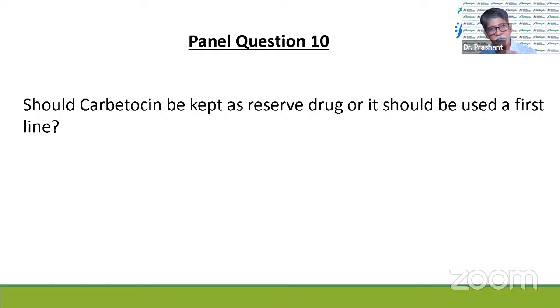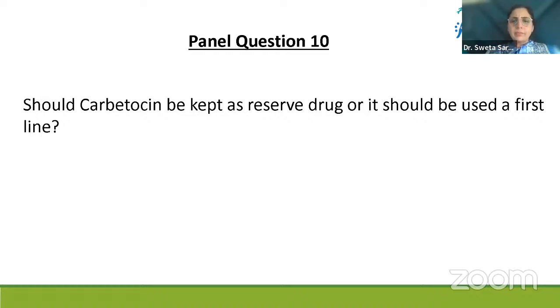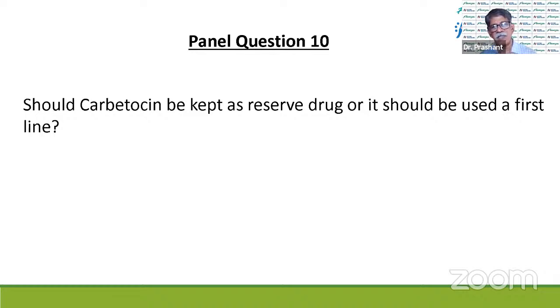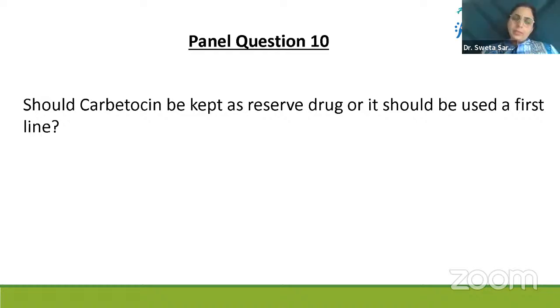Should carbetocin be kept as a reserve drug or should it be kept as first line? I mean, you've already elaborated, you're already using it as first line. Yes, it should be used as a first line drug. In fact, I think WHO has recommended it as first line. Carboprost and misoprostol have been kept as second line, reserve. Finally, if you're saving patients' lives, saving their vitals, it's a good thing you do. Good thing, definitely.